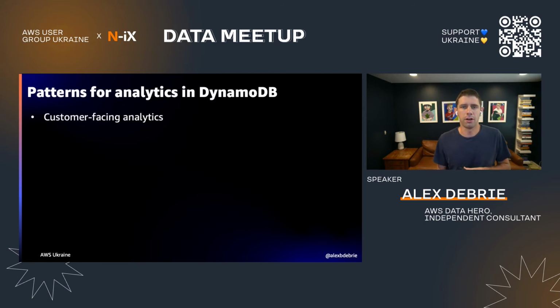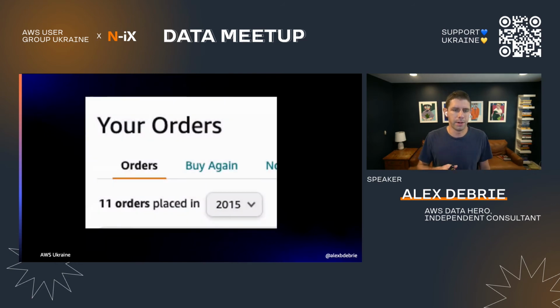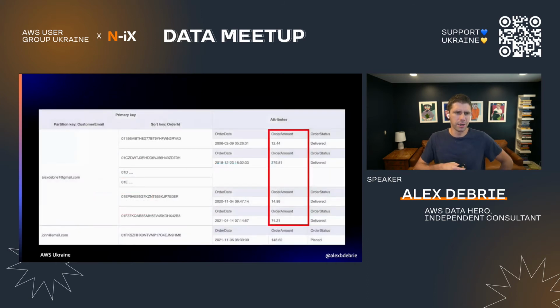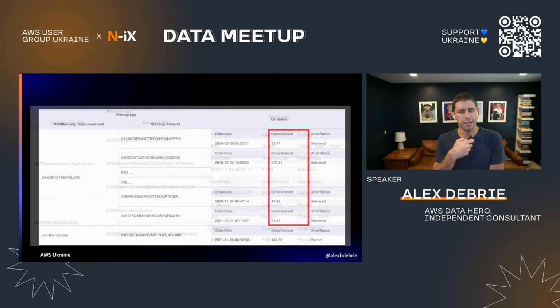The first type is what I call customer facing analytics, right? So maybe you want to show your customers, your users, some analytics related to their data or something they're doing. An example here is one I got from my Amazon.com profile. If I go to my orders page, it shows me the number of orders I placed in 2015. So in 2015, we made 11 orders on Amazon. Go back to Dynamo and think about it. Dynamo doesn't do aggregation, so I can't just say count star from the orders table for this user. So how do I handle something like that?